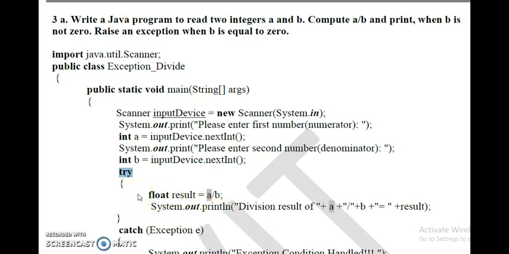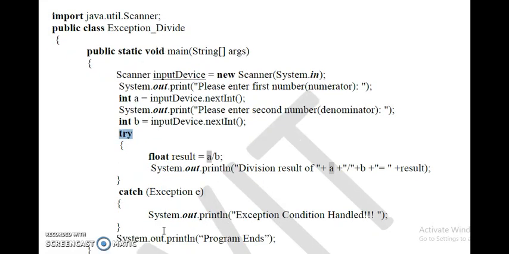If an exception occurs in this try block, which is the divide by 0 exception, it should be immediately caught by a catch block. So we now design the catch block using the keyword catch and a single argument which holds an object of the class Exception. So here is an object of the class Exception. How do I handle this exception? I'm just printing a message here, System.out.println, exception condition handled.